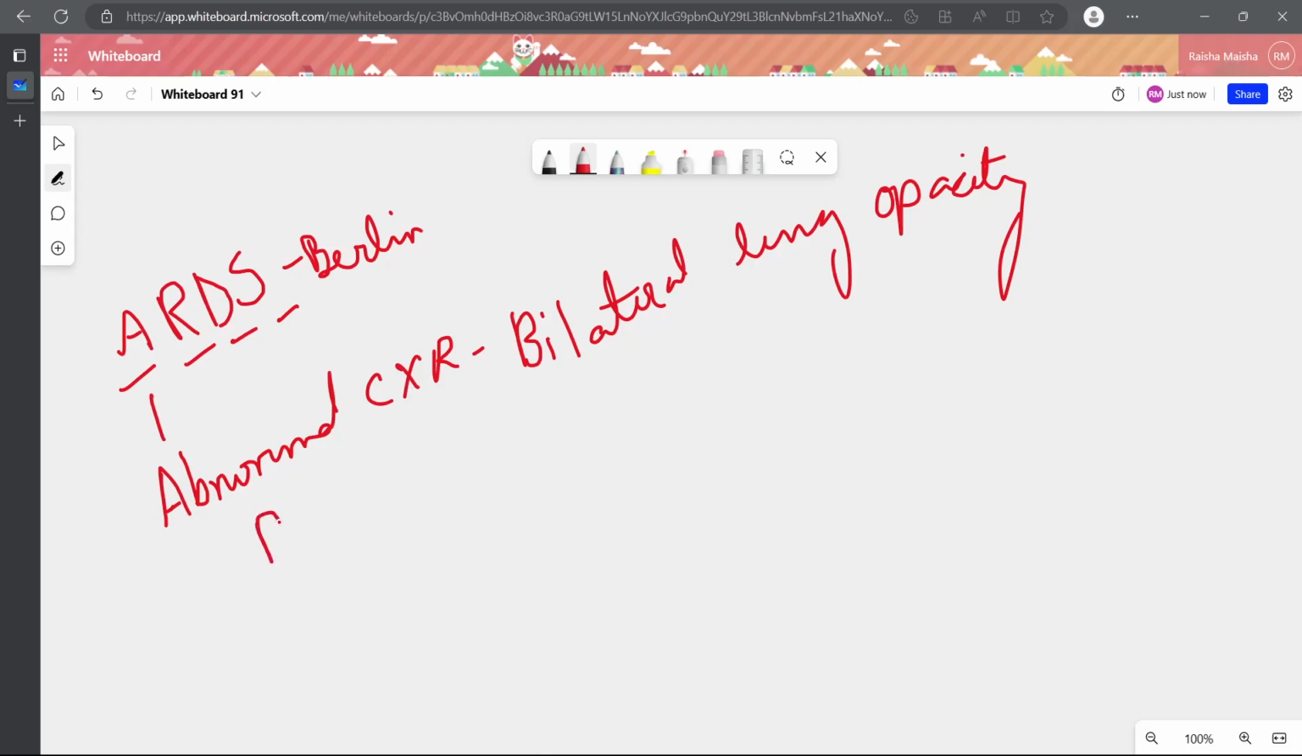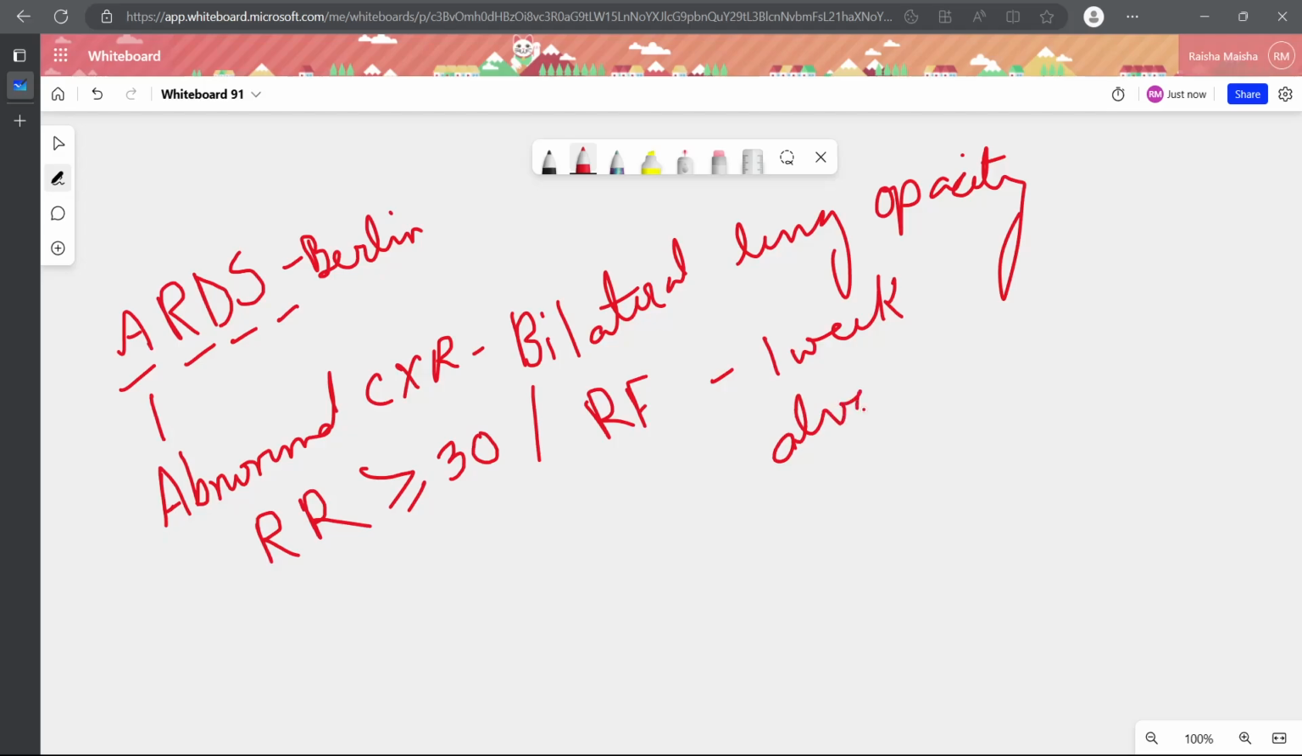Then R, RR, that means respiratory rate should be more than 30. And there is another thing, that is a respiratory failure within 1 week of alveolar insult.